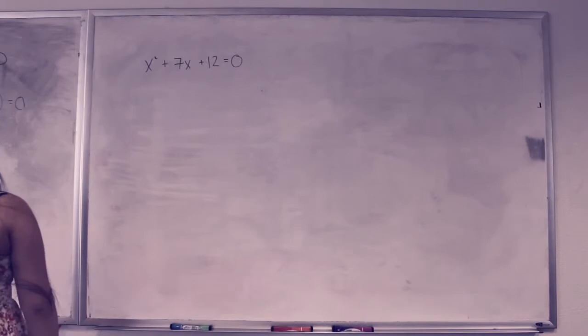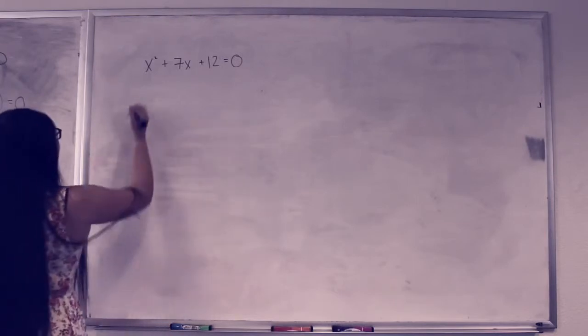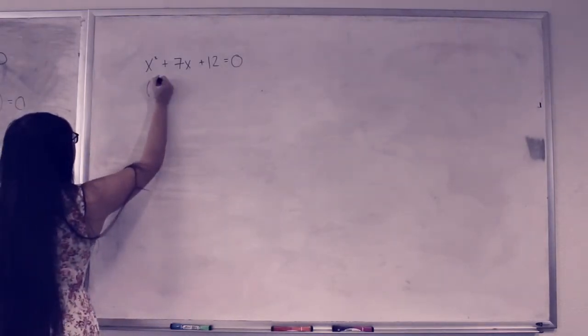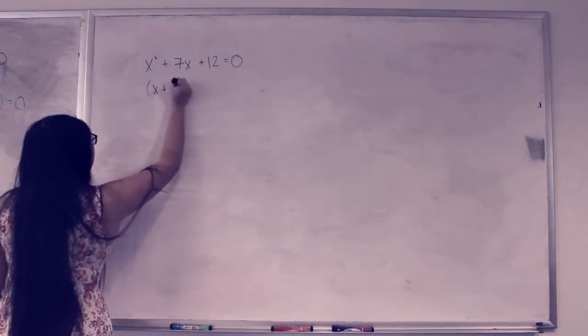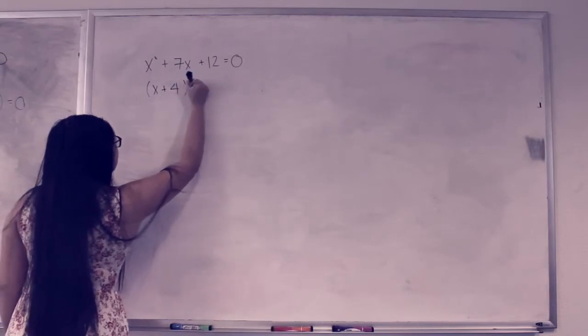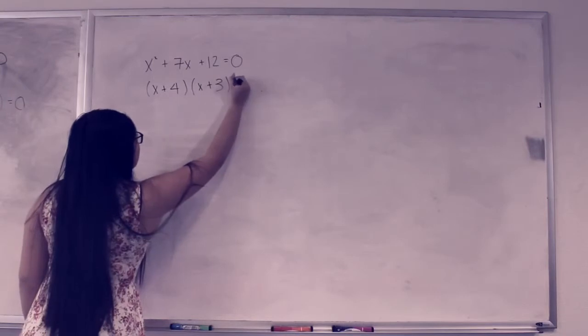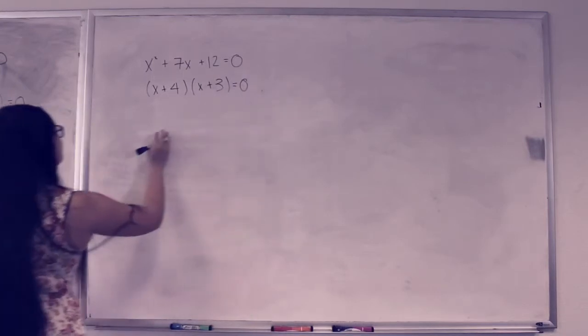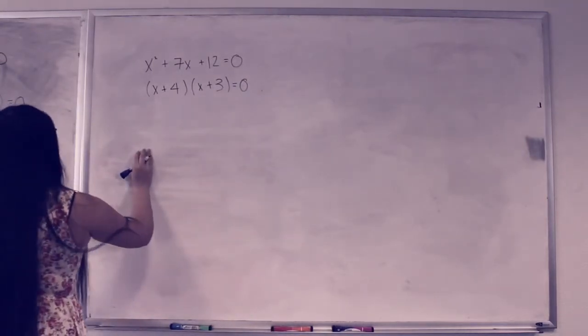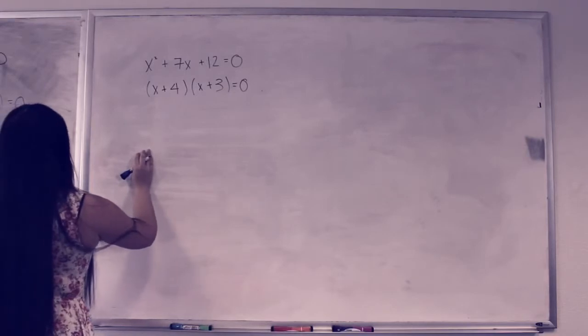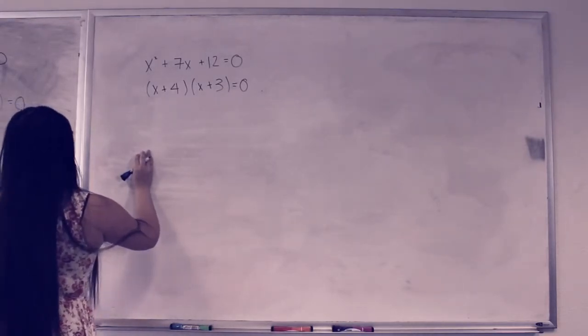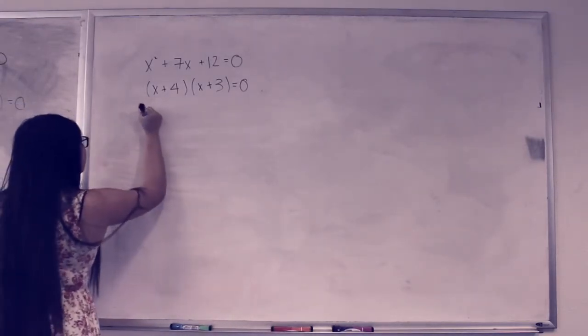But first, we are going to look for 2 numbers that multiply to 12 while also adding up to 7. The 2 numbers that satisfy this condition are 3 and 4. Now we just simplify, getting the answer that x can equal either negative 3 or negative 4.